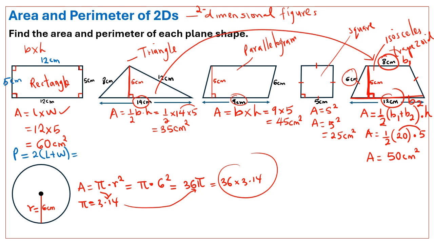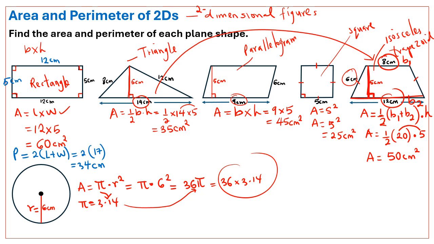So what we have here is 2 times the length plus the width is 12 plus 5, which is 17. And 2 times 17 is going to be 34. So I'm going to go ahead and write 34 centimeter here, because we're just adding and not multiplying the sides. So we just have 34 centimeter.